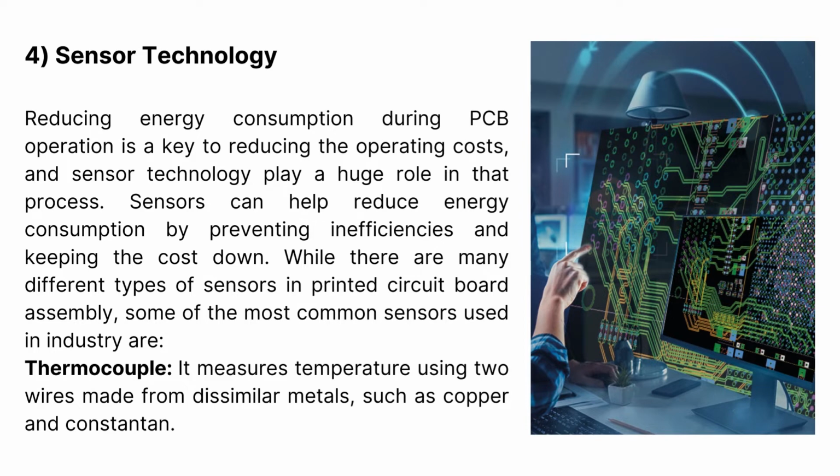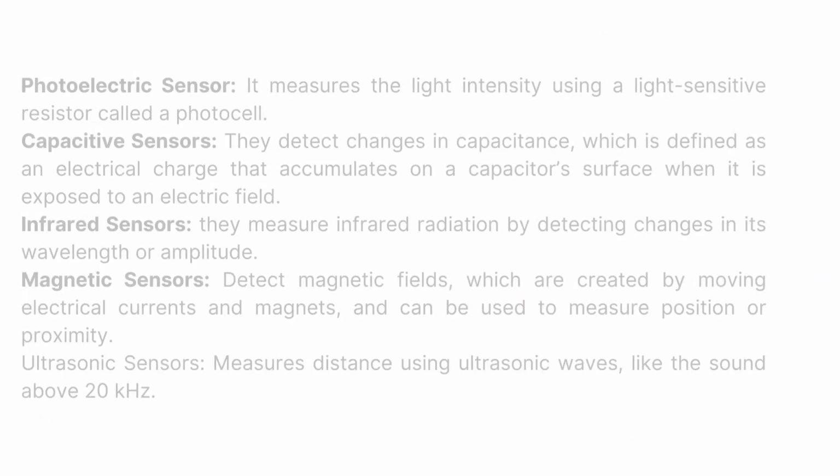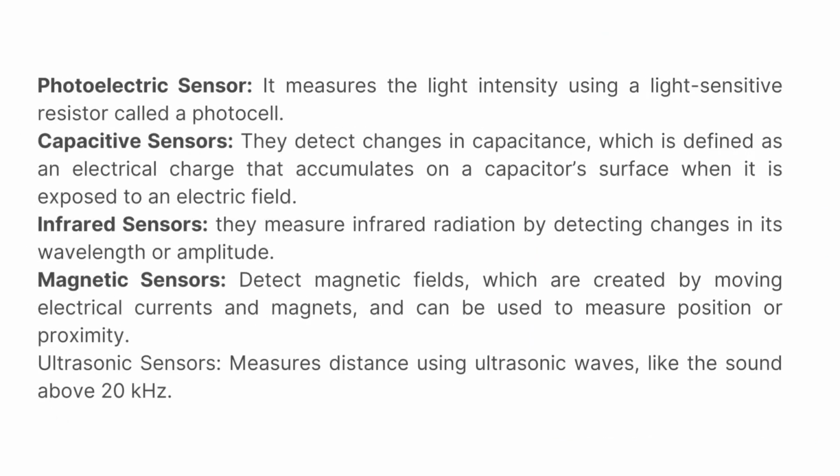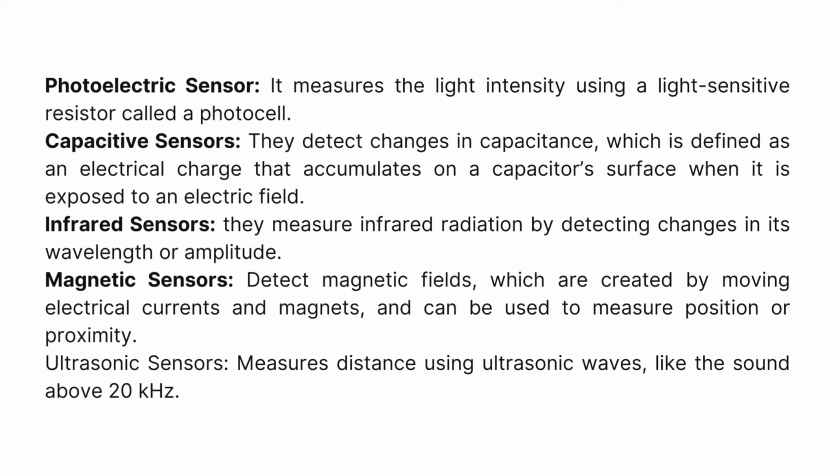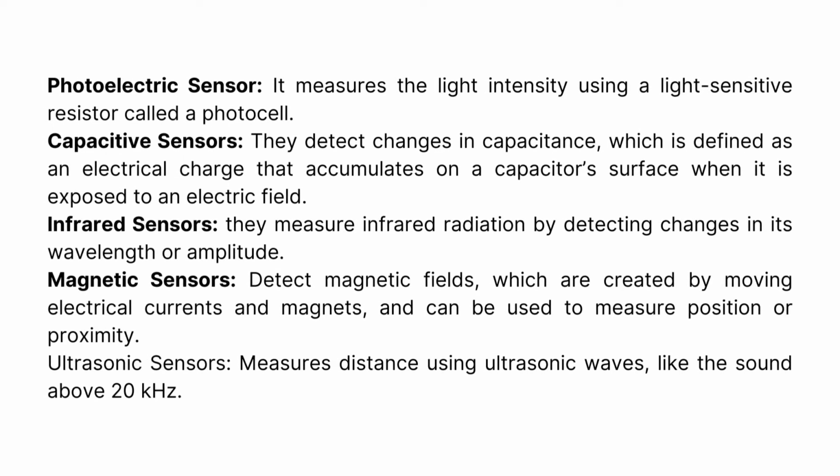Thermocouple. It measures temperature using two wires made from dissimilar metals, such as copper and constantan. Photoelectric sensor. It measures the light intensity using a light-sensitive resistor called a photocell. Capacitive sensors. They detect changes in capacitance, which is defined as an electrical charge that accumulates on a capacitor's surface when it is exposed to an electric field.